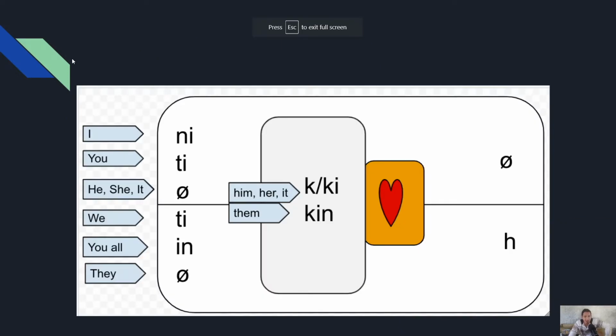Okay, in this chart, we're seeing what we just learned about the difference between ki and kin, right? When you said nik-ita, that K represents it.